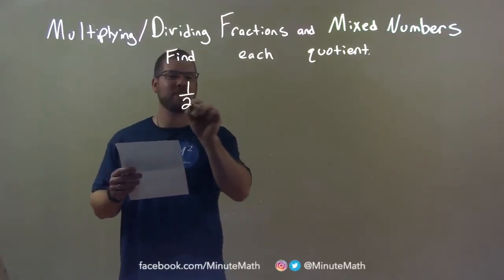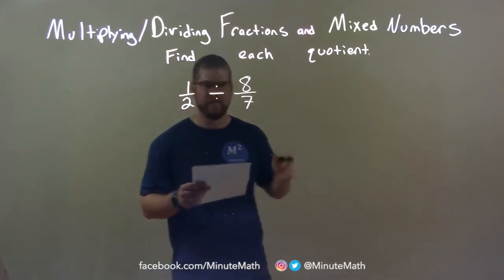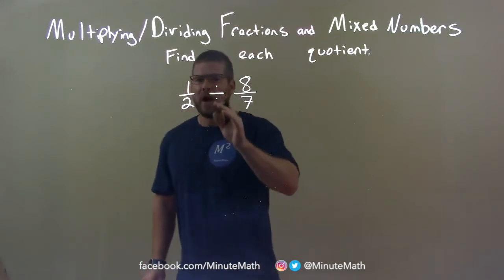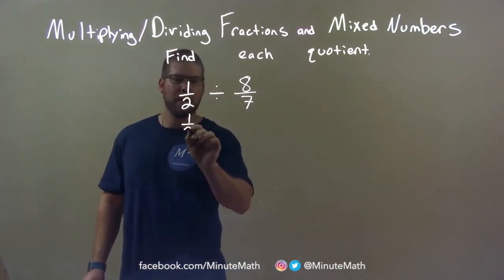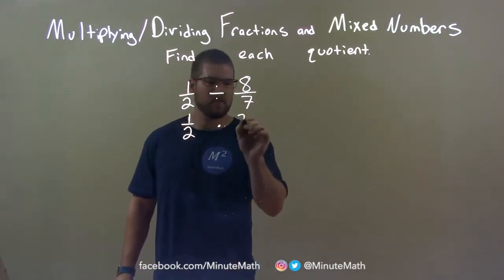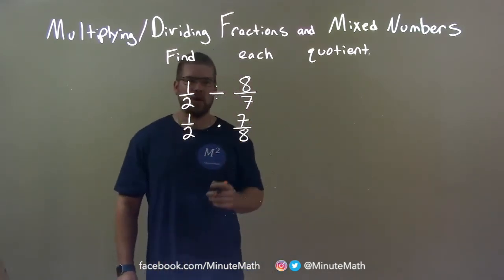So 1/2 divided by 8 over 7. Well, dividing by a fraction, I don't like to do. I like to multiply. So 1/2, I convert this to be multiplication. Instead of dividing 8 over 7, multiplying 7 over 8. So now we have 1/2 times 7 over 8.